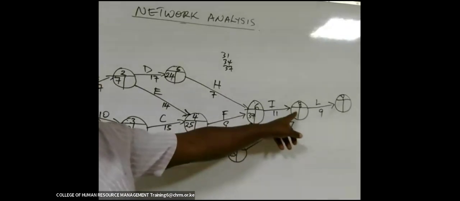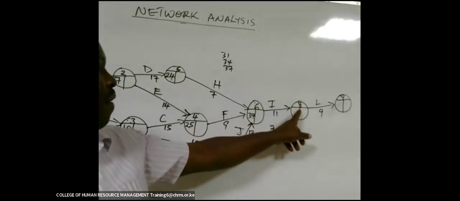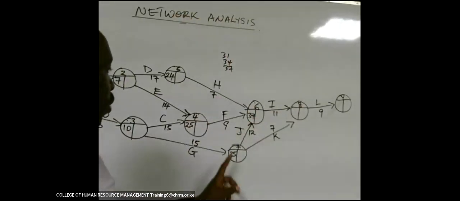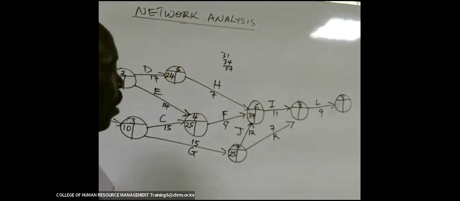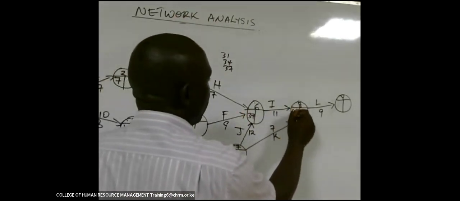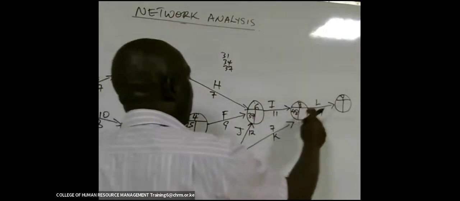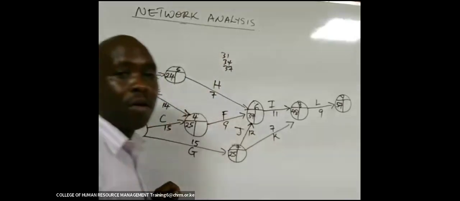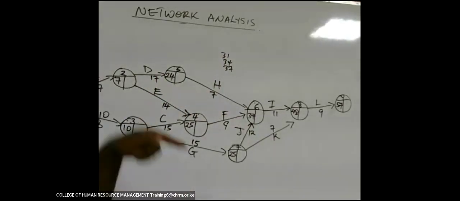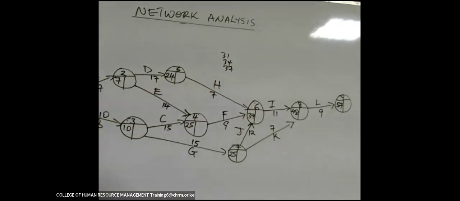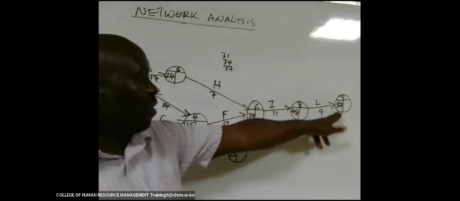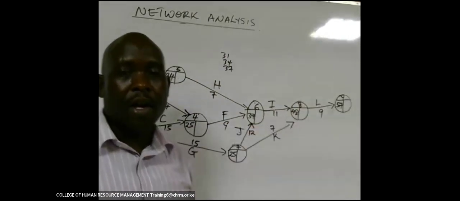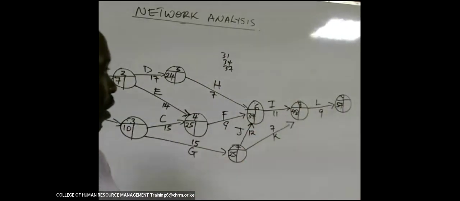We want to know the earliest start time here. It is either 37 plus 11, 48, or 25 plus 7, 32. 48 is higher. Put there 48. And 48 plus 9 will be 57. Once you have done that up to the end, already you have the project duration, 57. If time is given in weeks, 57 weeks. If it is in days, 57 days.